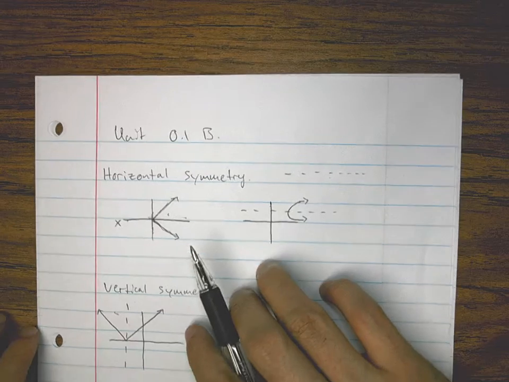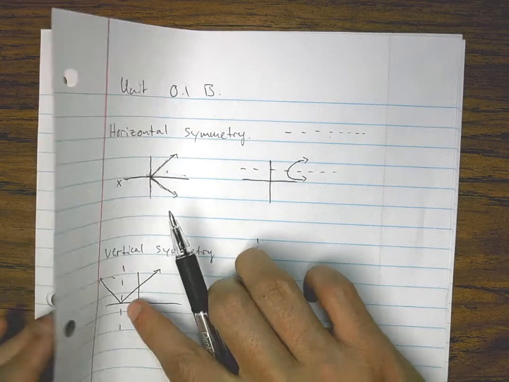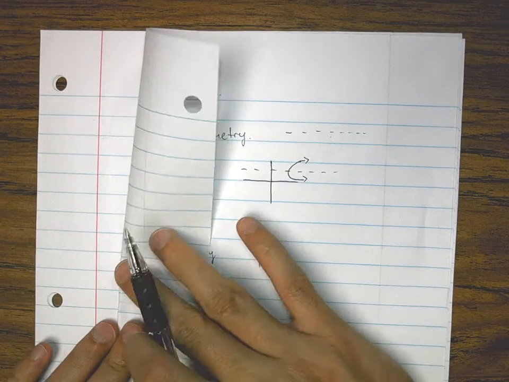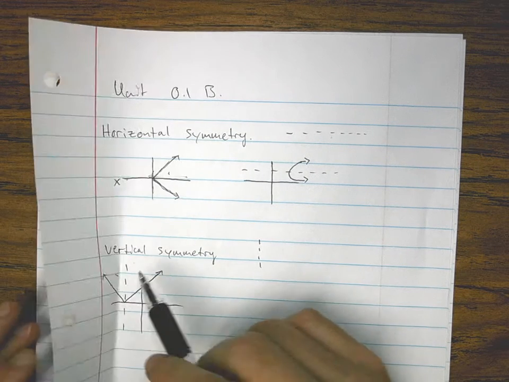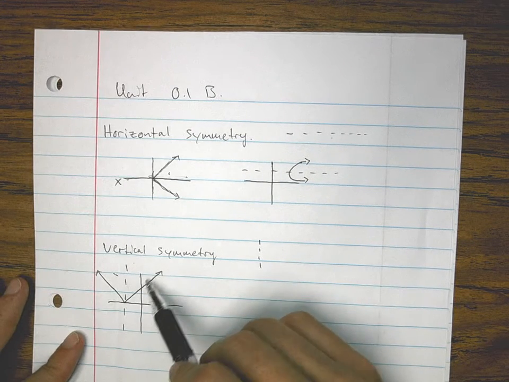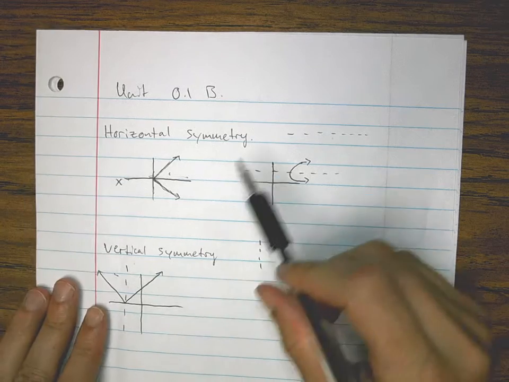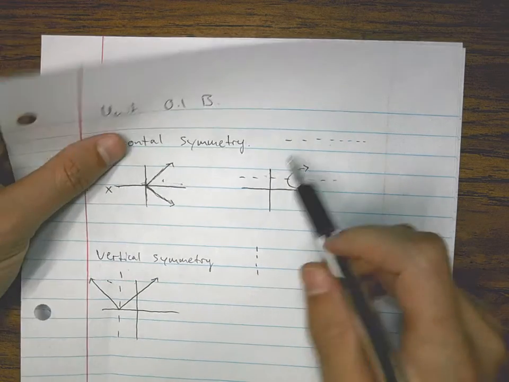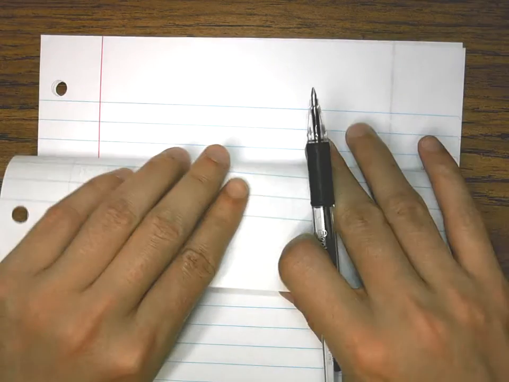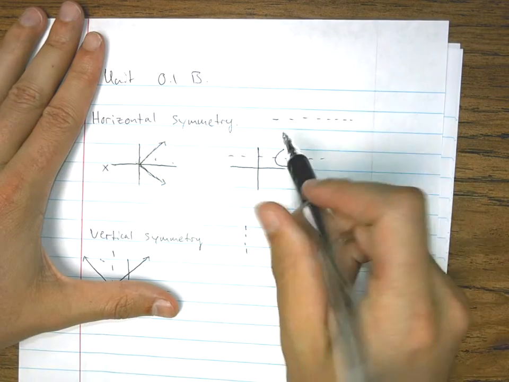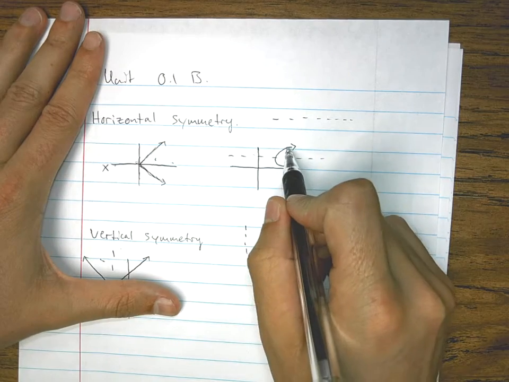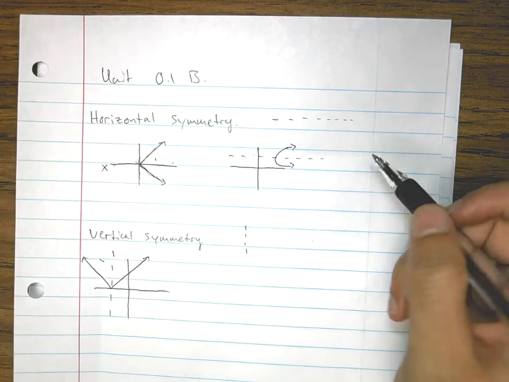If you were to take this paper and fold it along that dotted line, the graph that's here would overlap the graph on the other side. Same thing here. If you were to take this paper and fold it about the horizontal axis, you would see that these graphs would overlap each other. So that's what it means to be symmetric.